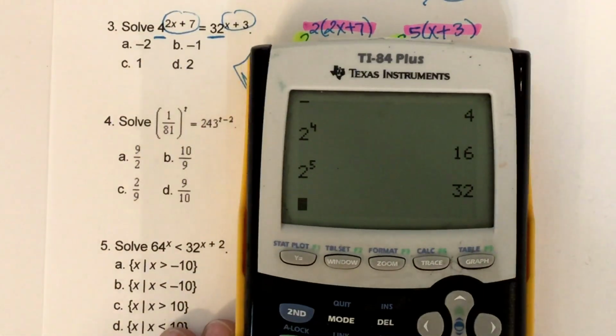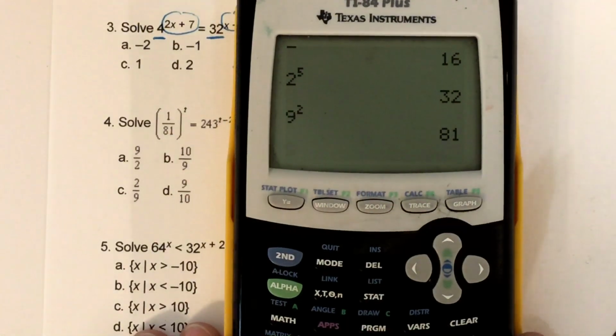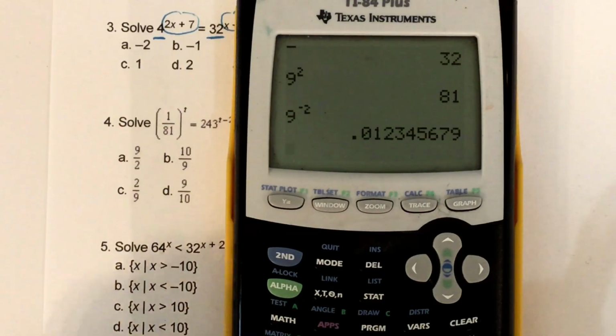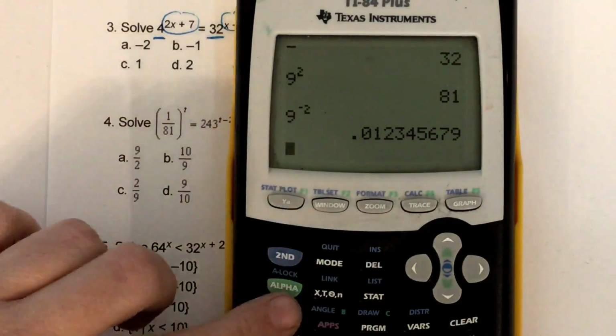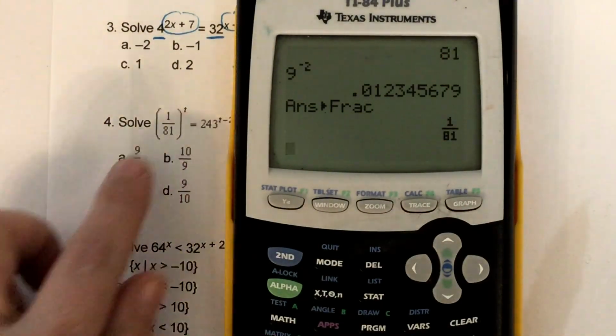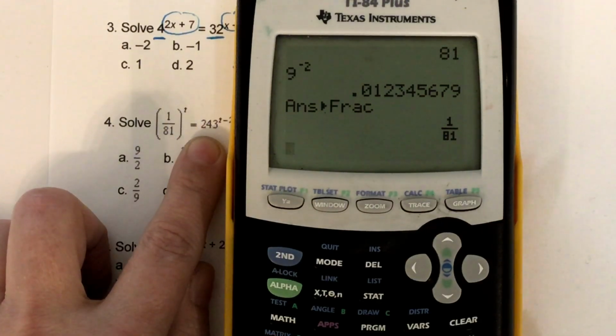Okay, so I know 9 squared is 81. So if it was 9 to the negative 2, it'd be 1 over 81. And if you didn't know that, when I put 9 to the negative 2 in there and math enter it, see how that's 1 over 81? Okay, so I'm going to give this a base of 9. Let's see if I can get 243 out of a 9.